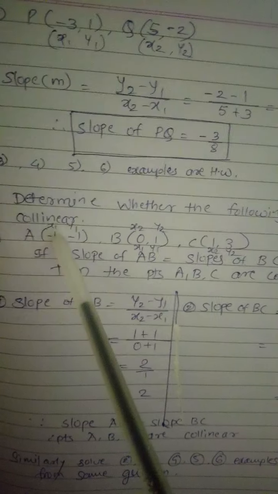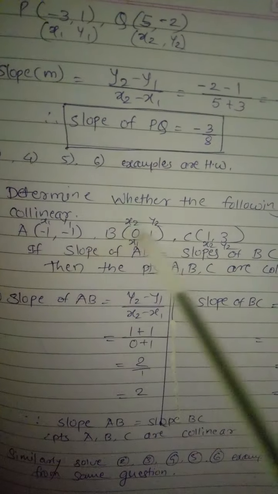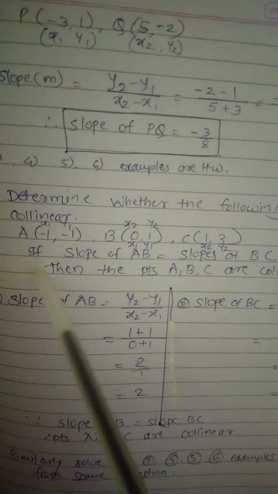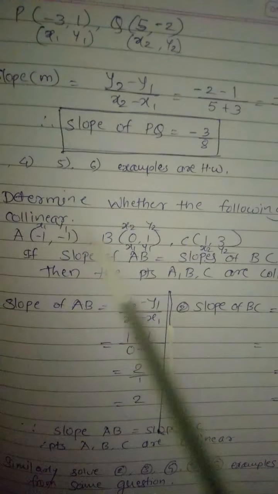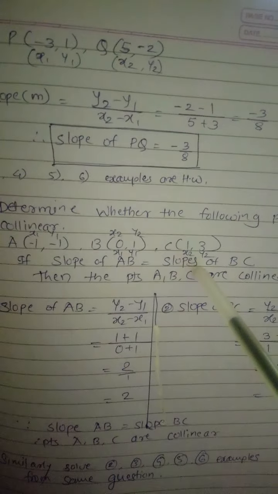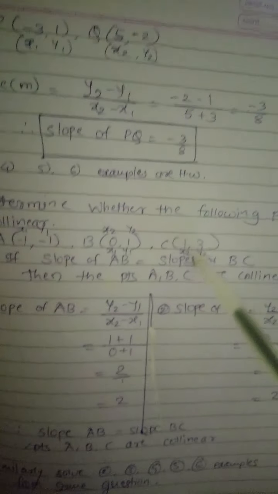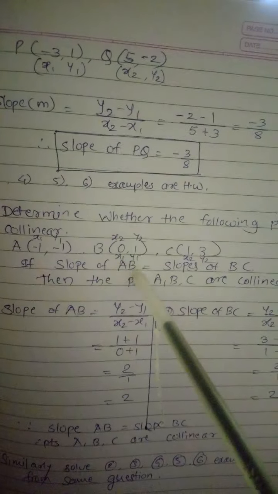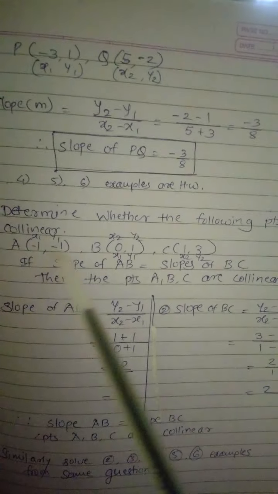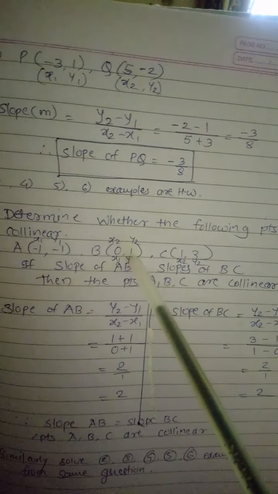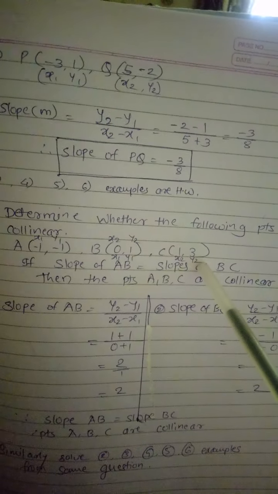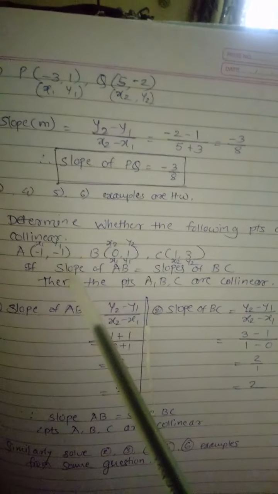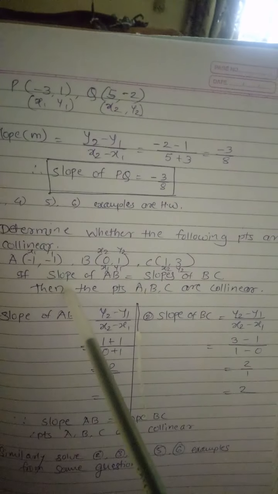Next, question number 3. Determine whether the following points are collinear. Collinear means the points which are on a single line are called collinear points. So you are given A, B and C. If these points lie on the same line, then they are called collinear points. So how can we find out? If the slope of AB and the slope of BC are equal, then these points are collinear. So this is the condition for the points to be collinear.